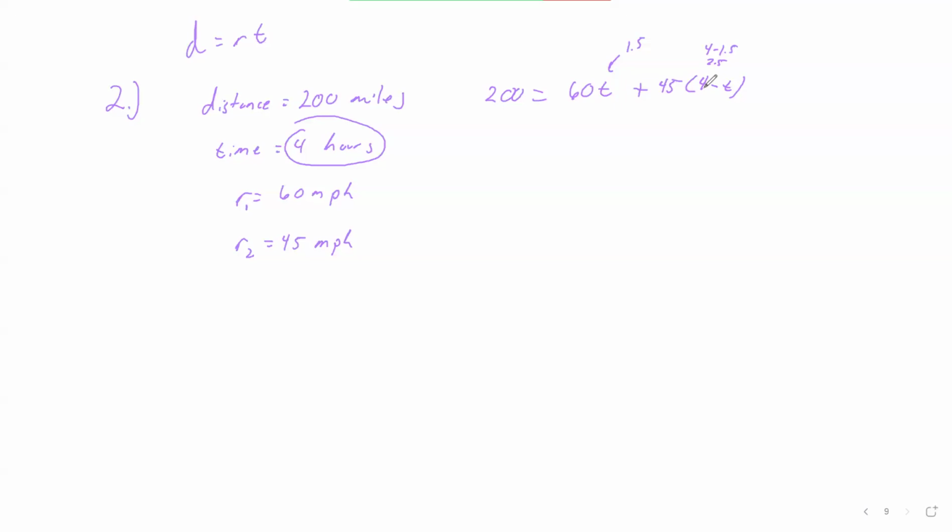So what would I do now to solve? You've got to distribute. So we've got to get rid of these parentheses, and then we'll be able to combine like terms. So 45 times 4.